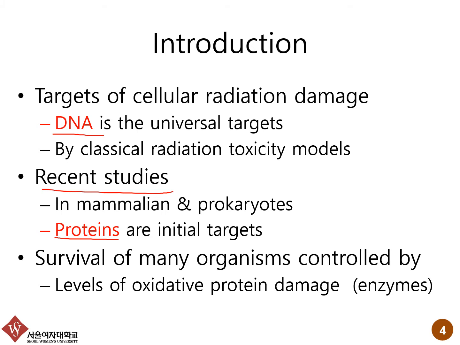During the studies, we found that several kinds of proteins, especially enzymes, are the initial target for the ROS produced by the radiation. Several enzymes are damaged very severely by oxidative damage, which leads to the inactivation of the enzymes. Because of the inactivation, the cell is not able to repair the damage, and finally this leads to cell death.